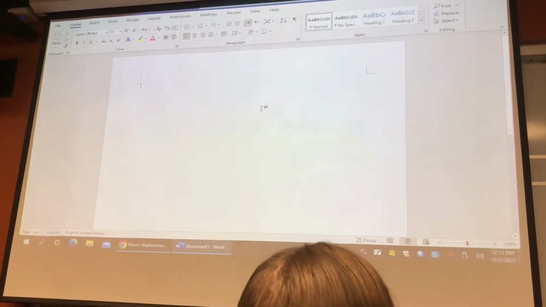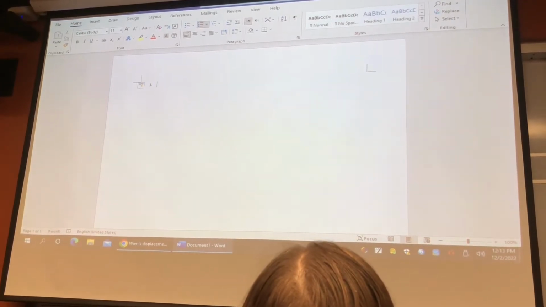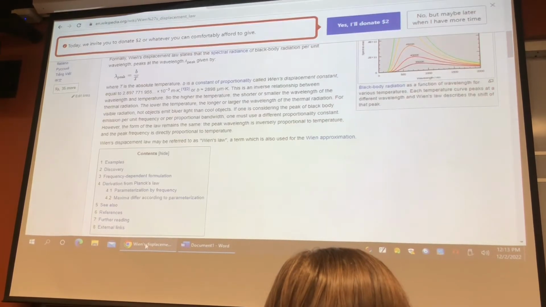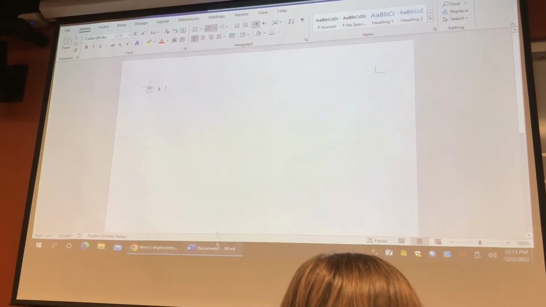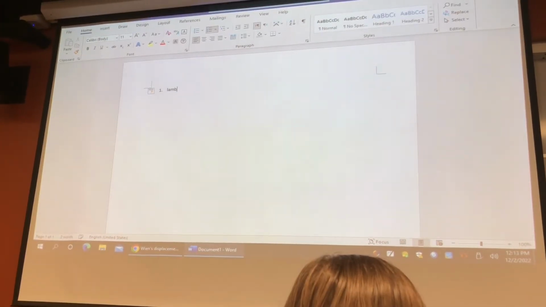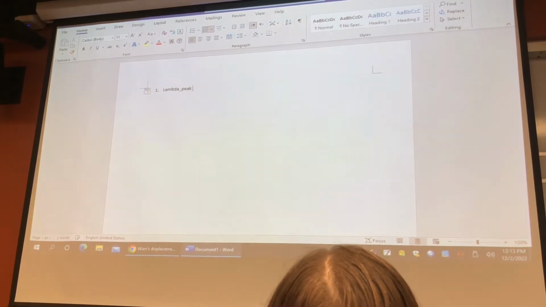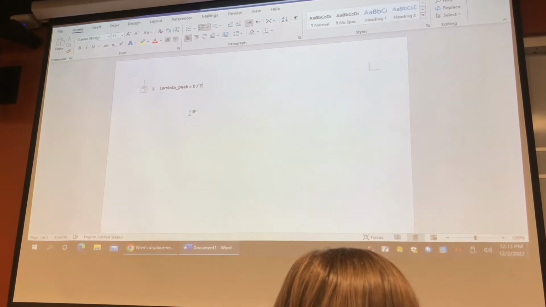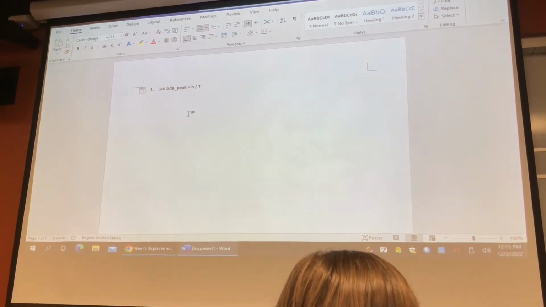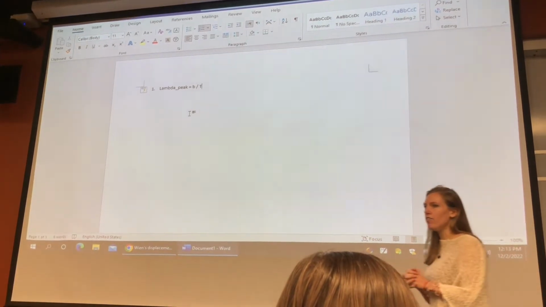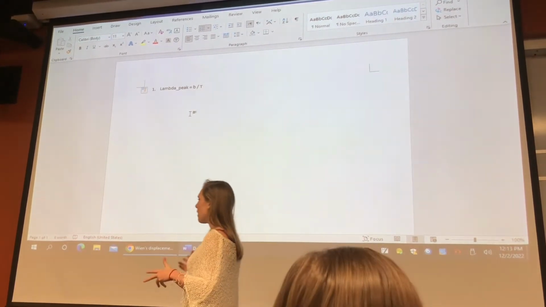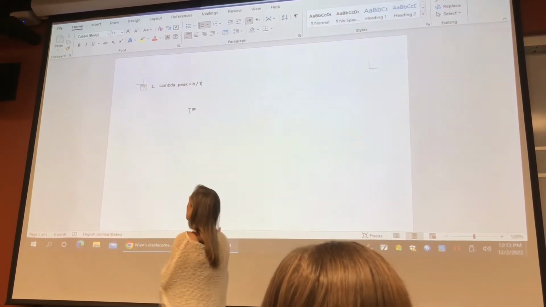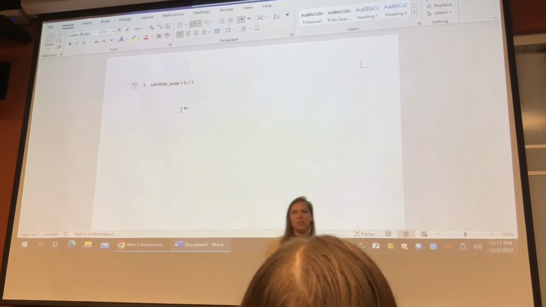Okay. So this is number 1. You should actually be writing more than I'm going to write here. I'm just going to take some short notes. But going back over here, number 1, we have lambda peak equals b over T. What we want to do is find the temperature of each star given our lambda peak. I will show you how to do that within the application for your final project. But first, we need to solve for T because the temperature is what we're looking for for each of these stars.